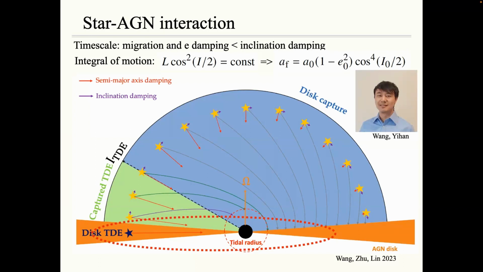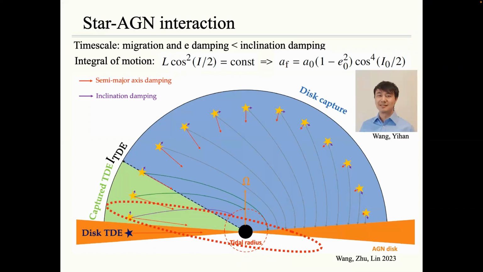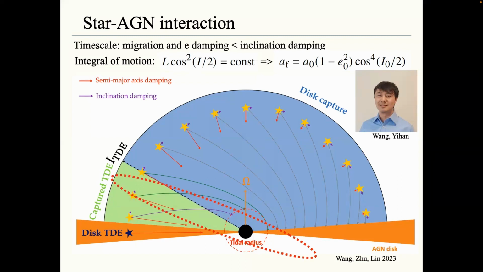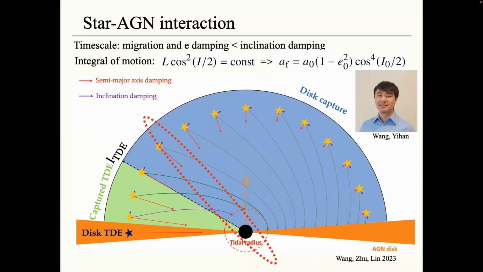For example, if we have a retrograde star in an AGN disk, it will shrink and be tidally destroyed. If you have a slightly retrograde orbit, but not perfectly in the disk plane, while the orbit is trying to go into the disk, it will shrink and be tidally destroyed. And if you have an orbit like this, it will go to 90 degrees and prograde and be destroyed. Okay, so all of the orbits in this range will be tidally destroyed. Only the ones with orbits misaligned in this range will eventually align and be captured by the disk.